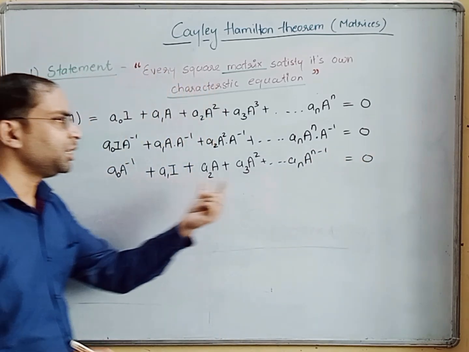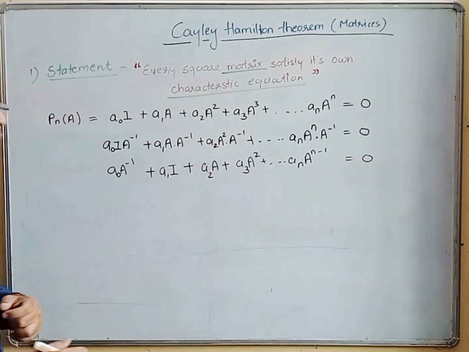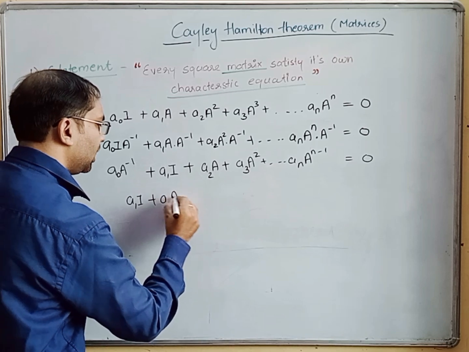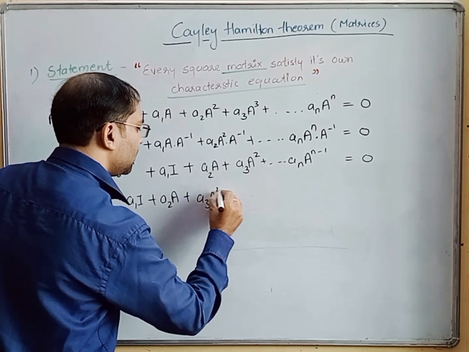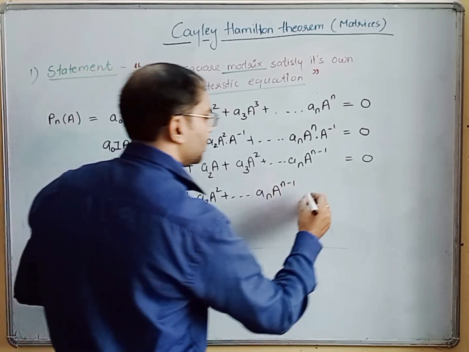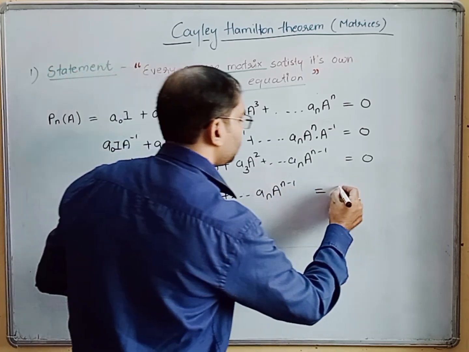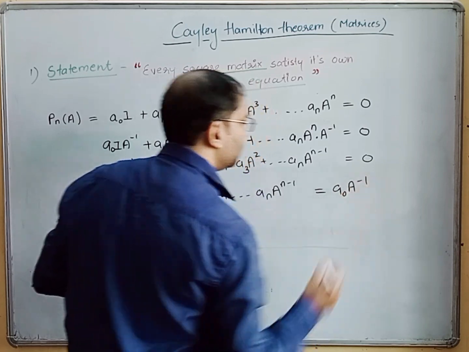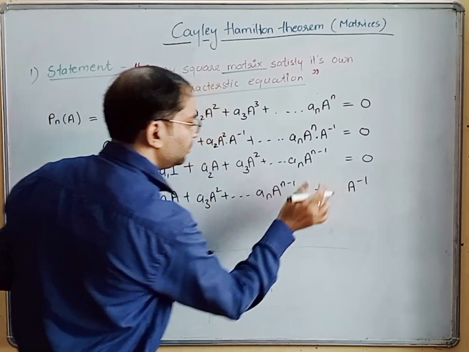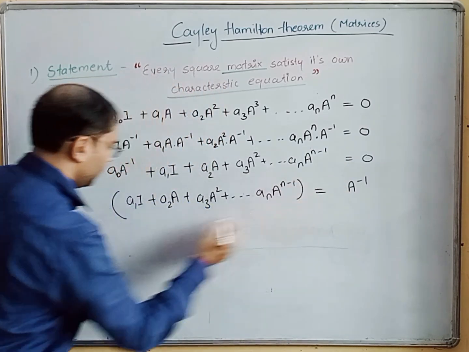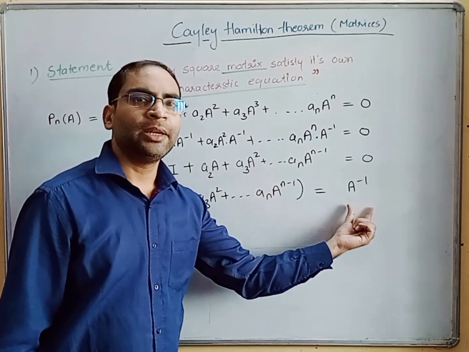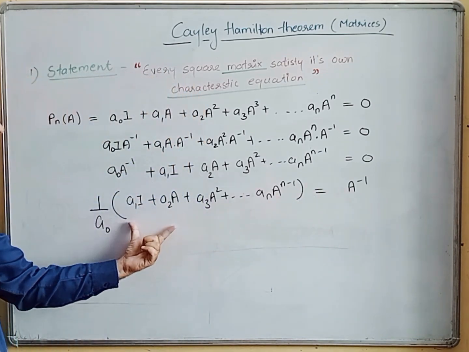Now we'll keep this on the right hand side and then we'll get the A inverse. So now this will become A1 I plus A2 A plus A3 A square plus and so on, An A to the power n minus 1. This is equal to minus A0 A inverse, and we can bring this A0 back on the left hand side. So this will become minus 1 divided by A0. So here we can see we will be able to evaluate this A inverse using this formula.